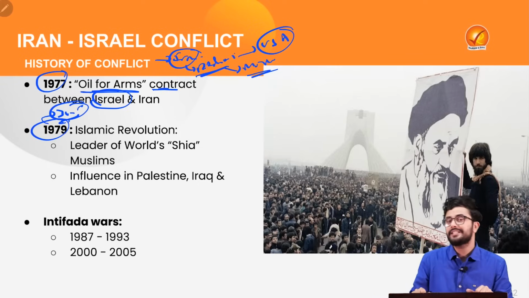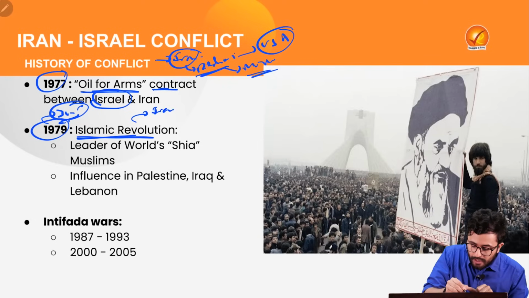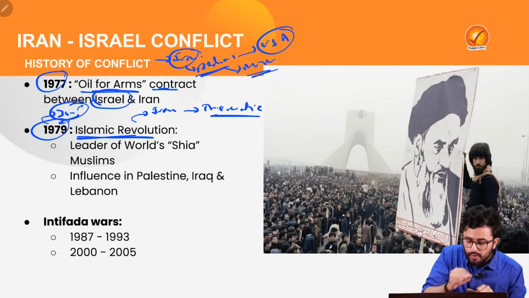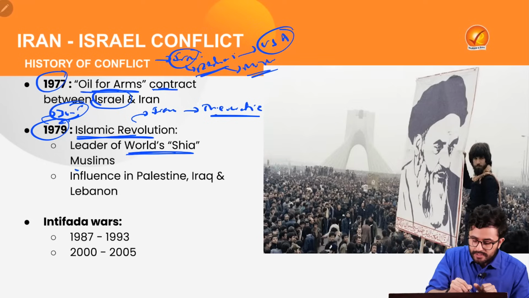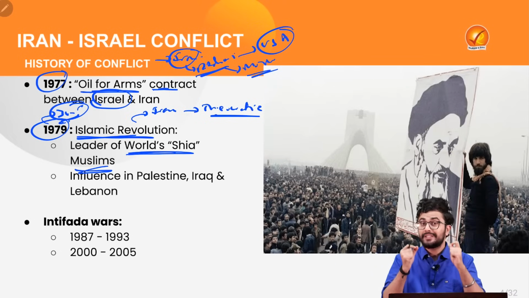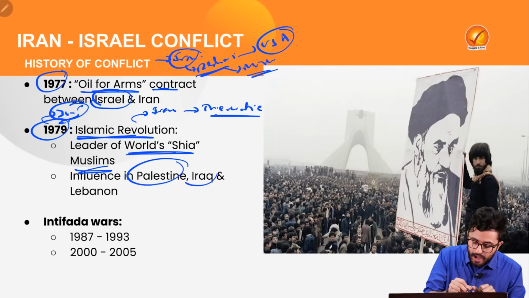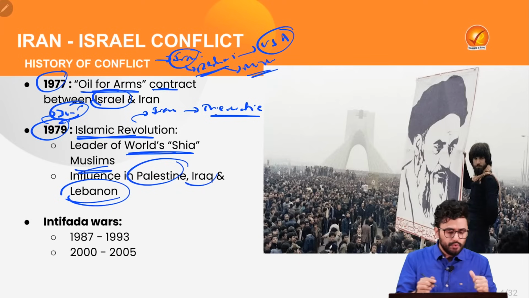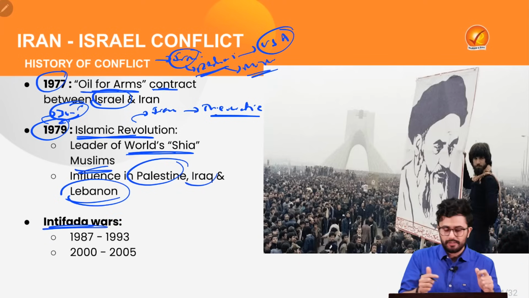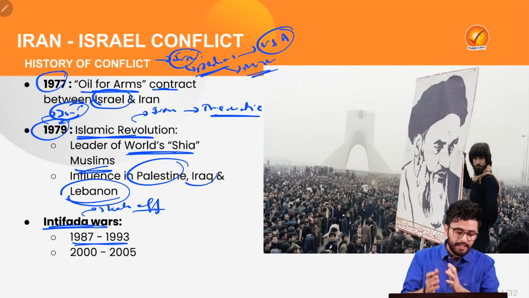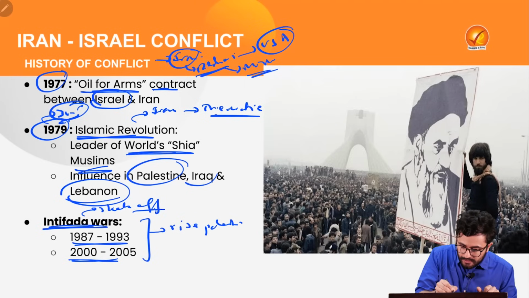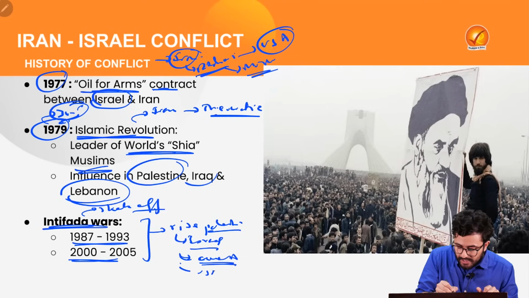360-degree turn in the year 1979 with the Islamic Revolution in Iran, which ultimately led to the establishment of a theocratic state. After which Iran proclaimed itself as the leader of the world's Shia Muslims and started aspiring to have direct influence in the region of Palestine, Iraq and Lebanon, thus ultimately leading to the Intifada wars. Intifada is basically an Arabic term which stands for Shake of Wars, which took place from 1987 to 1993 and then 2000 to 2005, where Iran basically tried to raise the Palestinians against Israel and curb the Western influence in the region, especially by USA.